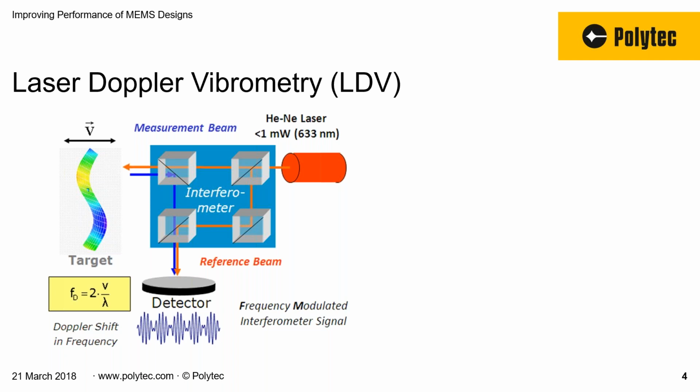This frequency shifted light is interfered with the original beam, and then you have an interference pattern. That interference pattern we measure with a photodetector, and then we demodulate it and decode it to a real-time velocity or displacement output that you can measure as an analog output. So we have capabilities for both velocity and displacement, and the important thing is that we can measure these in real time using the laser Doppler vibrometry technique.